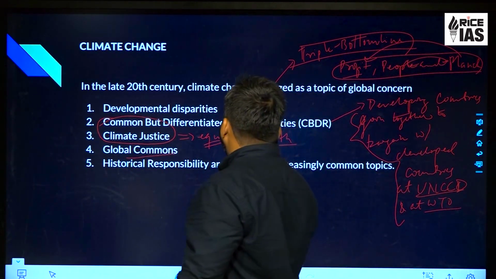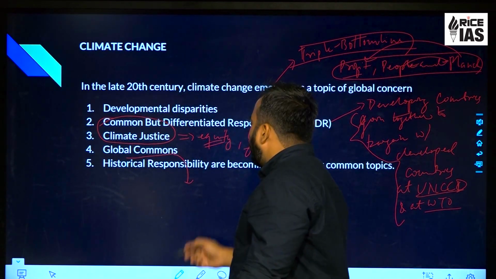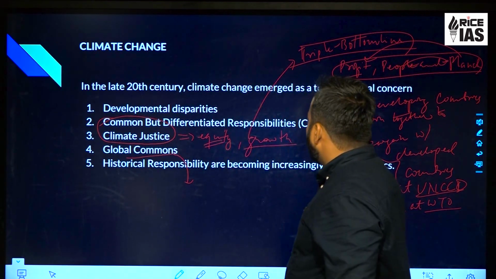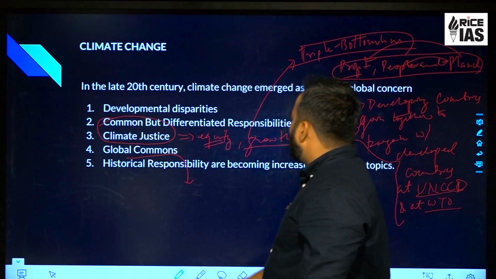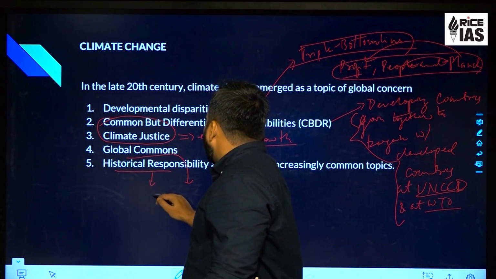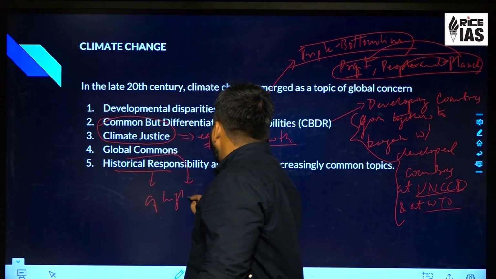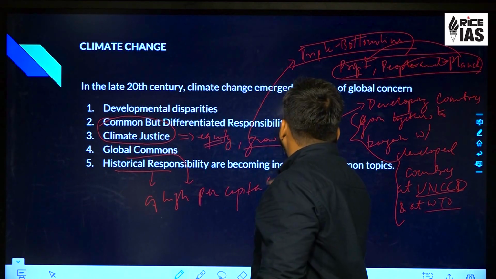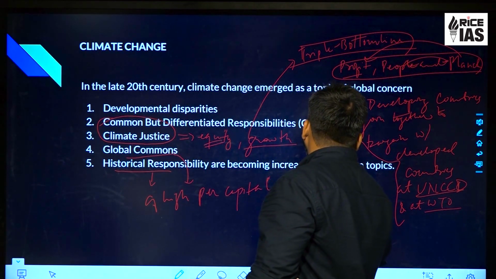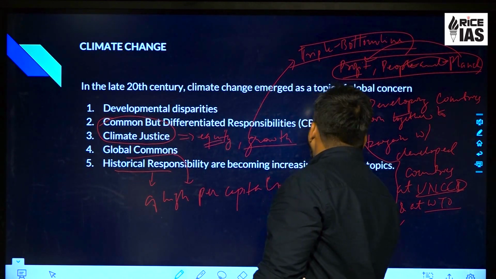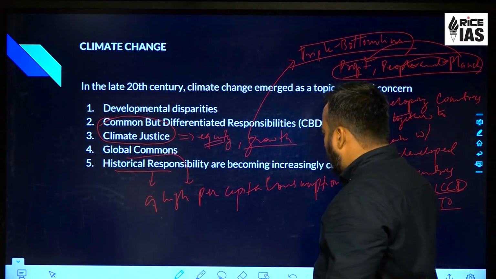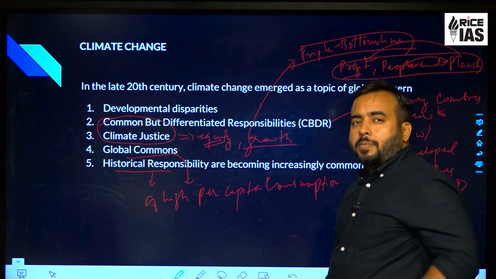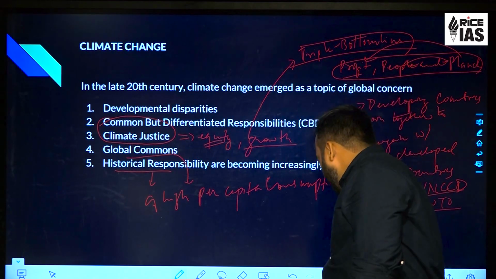Global commons, high seas would be global commons. We need to protect our high seas from sea pollution and the microplastics reaching the seas. Historical responsibility of high consumption, of high per capita consumption of resources. So developing countries cannot be barred. So for this negotiation, climate change becomes one of the important determinants of foreign policy.